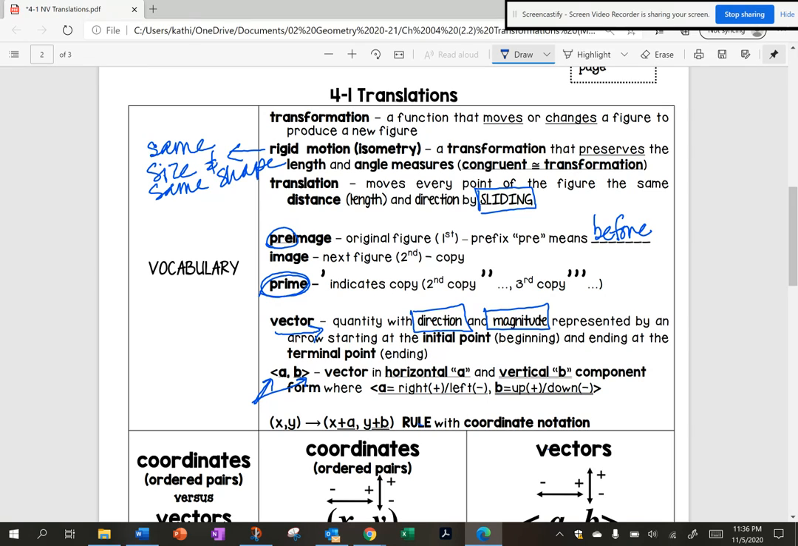So the first number in my vector, I'm moving left and right, and my second number, I'm moving up and down. So my first is horizontal, and my second is vertical, just like graphing.